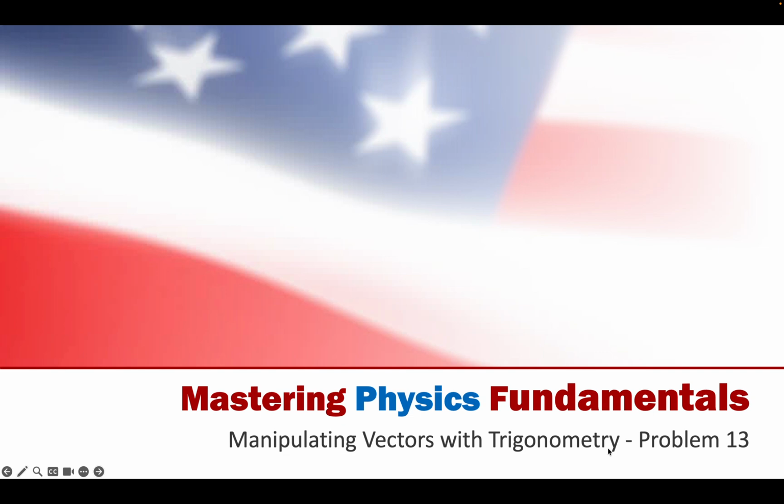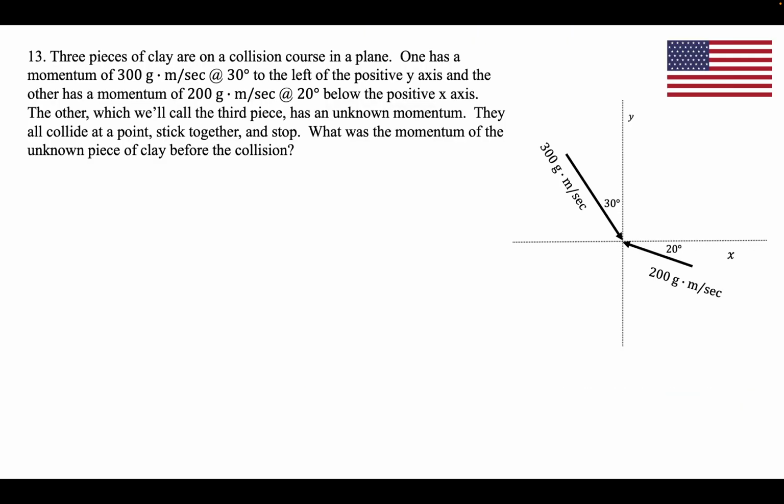This is problem 13 on the manipulating vectors with trigonometry worksheet. We have three pieces of clay that are on a collision course. One coming in here, 300 gram meters per second. Another coming in here, 200 gram meters per second. The third one isn't shown. It has some unknown momentum.